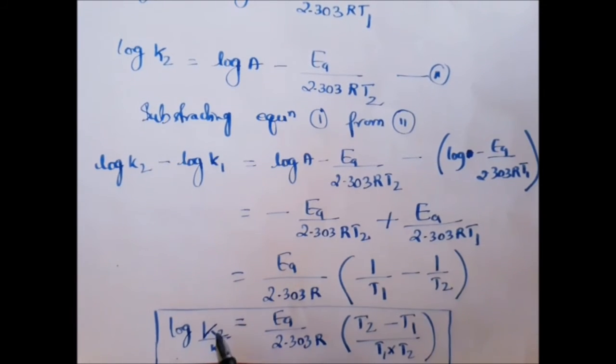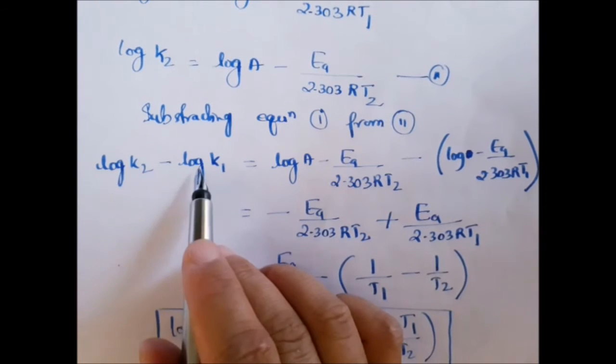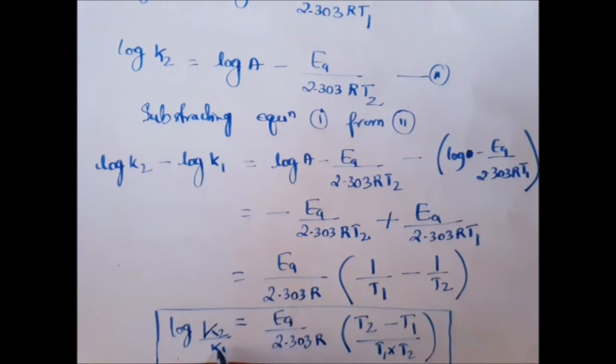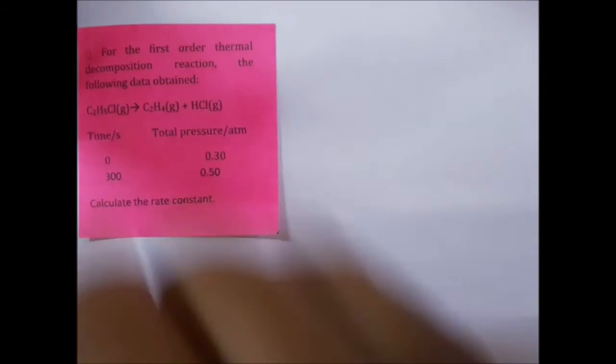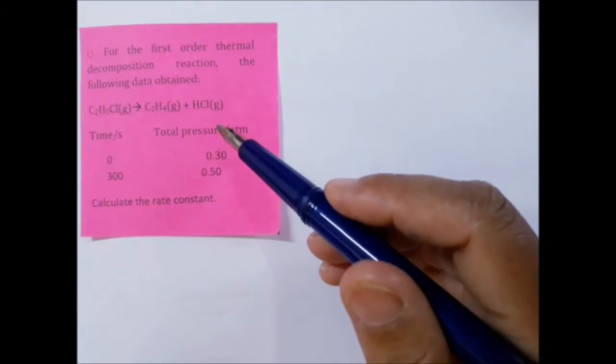Then log K2 minus log K1 is log K2 by K1, right? So log K2 by K1 equals EA by 2.303 R into T2 minus T1 divided by T1 into T2. This is your Arrhenius equation at two different temperatures. Now try to do this numerical.